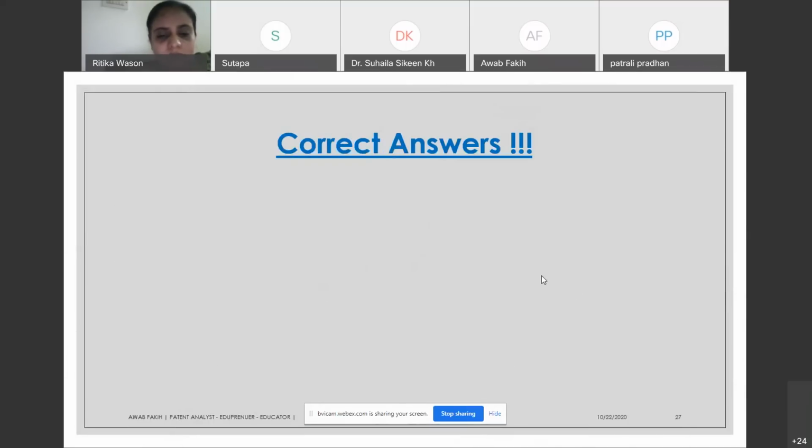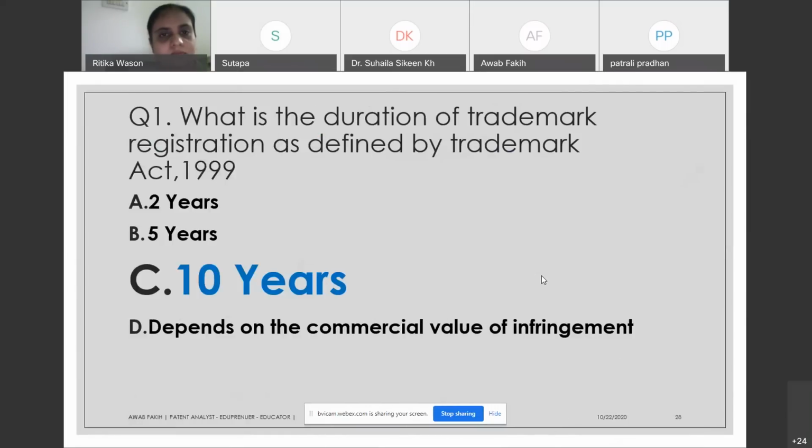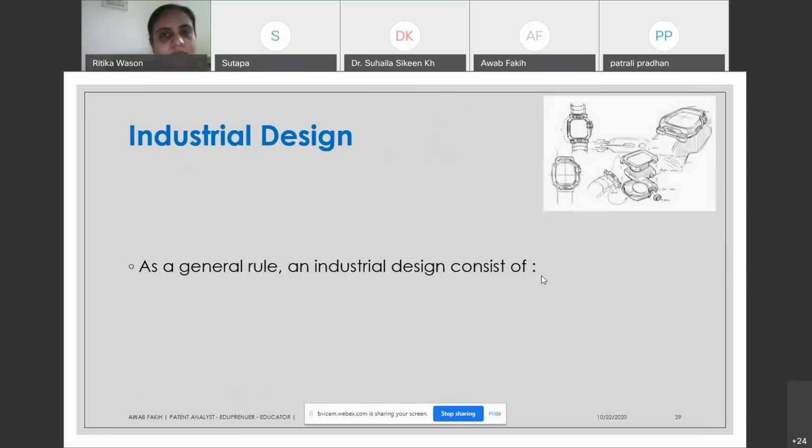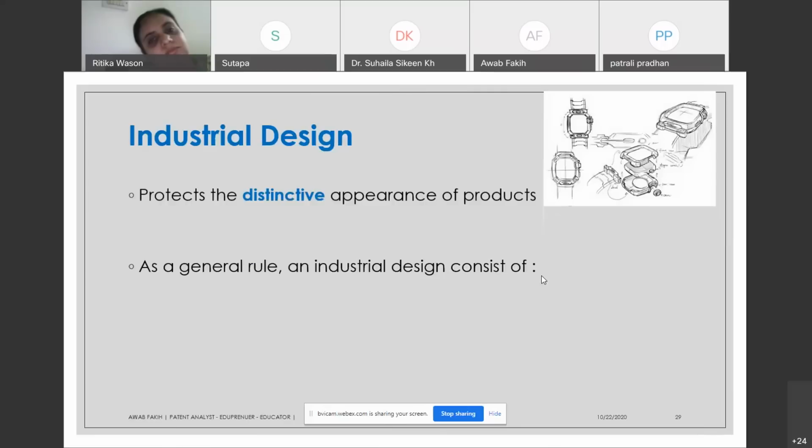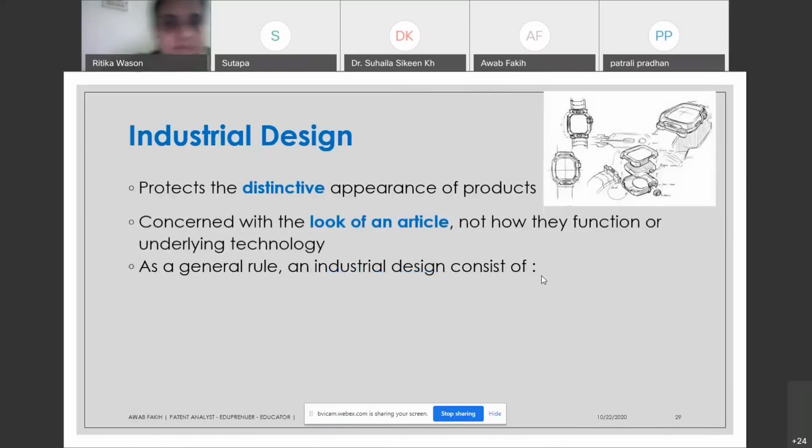So the correct answer is for 10 years. When you talk about the trademark, it is for 10 years, and after every 10 years, you can keep renewing it. Thank you, Dr. Bhubaneshwari. Thank you, thank you.